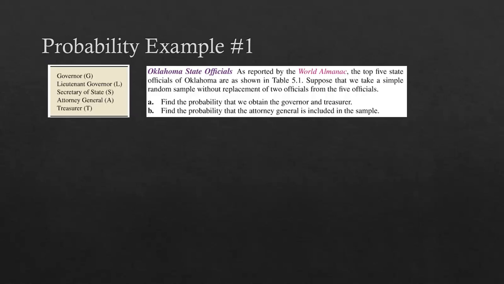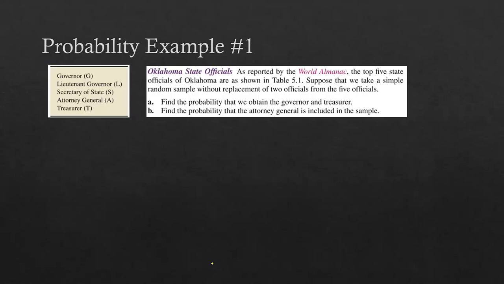Alright, so for instance, we have here a problem that says, as reported by the World Almanac, the top 5 state officials in Oklahoma are shown in the table to the left over here. Suppose we take a simple random sample without replacement of 2 officials from the 5. Find these probabilities below. So we're taking a sample of 2 from the 5 without replacement, meaning we can't have GL and LG. Those will not be together.